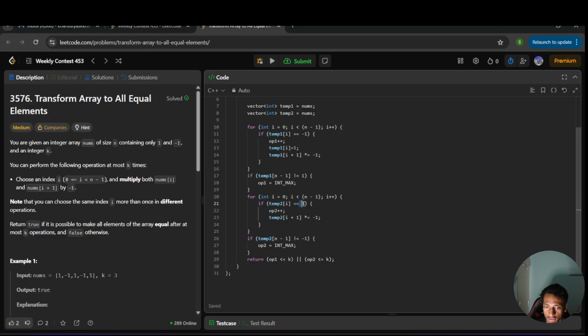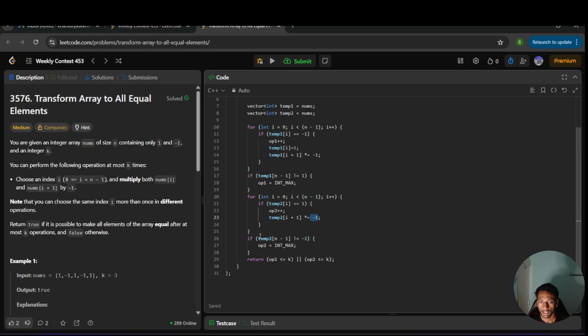So I'll check whether the current index is equal to 1. That means I have to do the operation on this current index to convert it to minus 1, because our target is minus 1. So that's why I'll increase the number of operations 2 by 1. Again, this is optional also. You can also modify the current index, because it will now be converted to minus 1, but we don't need to do that because this is optional. Now the next index will be affected, right? So that's why I'm changing i plus 1 by multiplying with minus 1.